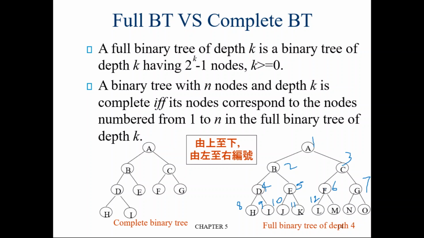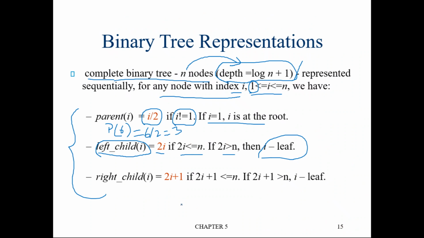And what will be the right child of i? The right child of i will be 2i plus 1 if 2i plus 1 is less than or equal to n. Otherwise i is a leaf node. Okay, fine.